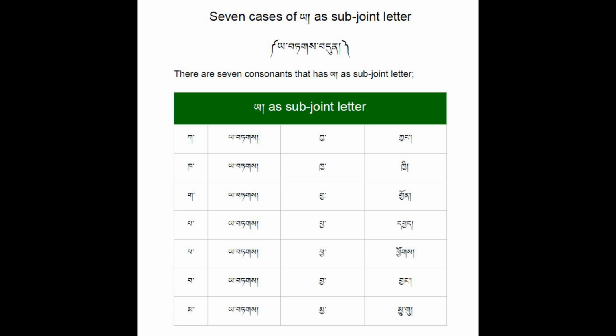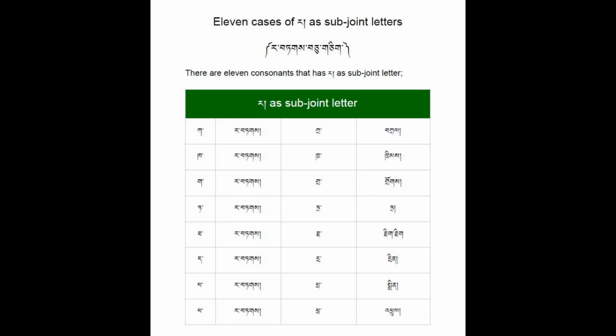Mayatak nya shimju nyu kashimju nyuku, which refers to a plant, or sometimes also the bamboo nyuku. So these are the seven cases where you have ya as the subjoined letter. Kayatak, kayatak, kayatak, payatak, payatak, payatak, and mayatak. So these are the seven cases where you have ya as the subjoined letter.